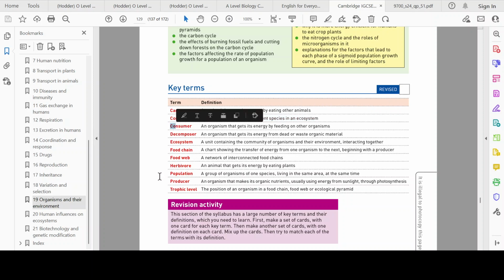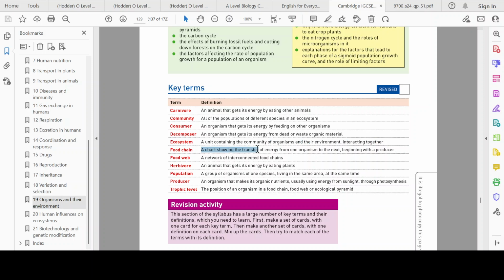Right, and so they're defining all these terms right at the start, and they'll be used later on. So they're not going to define it at that point. Right, they're going to refer you back to the key terms at the start of the chapter. So a consumer is an organism that gets its energy by feeding on other organisms. A decomposer is an organism that gets its energy from dead or waste organic material. An ecosystem is a unit containing the community of organisms and their environment interacting together, right? So it's not just the organisms, it's the environment as well. That's an ecosystem. A community is all the different populations in an ecosystem.